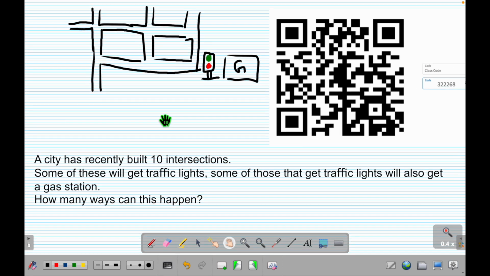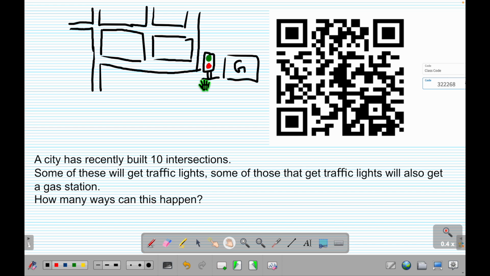So now a city has 10 intersections. Imagine this is the city. I didn't draw the 10 intersections, but assume this is the city. Some of the intersections will have a traffic light, something like this. And then some of those with a traffic light will have a gas station next to it. So let's say this question: how many ways can this happen?